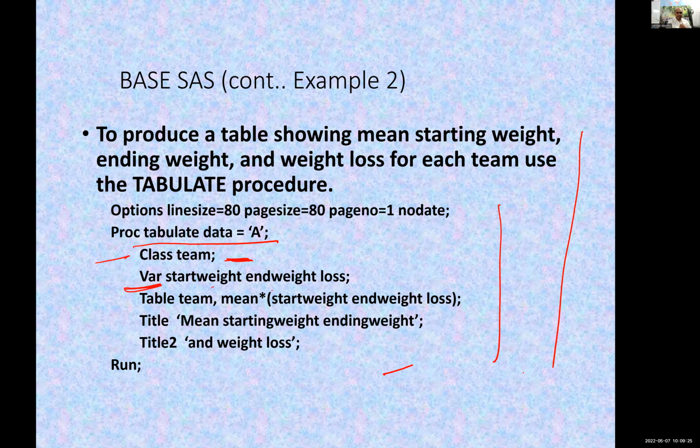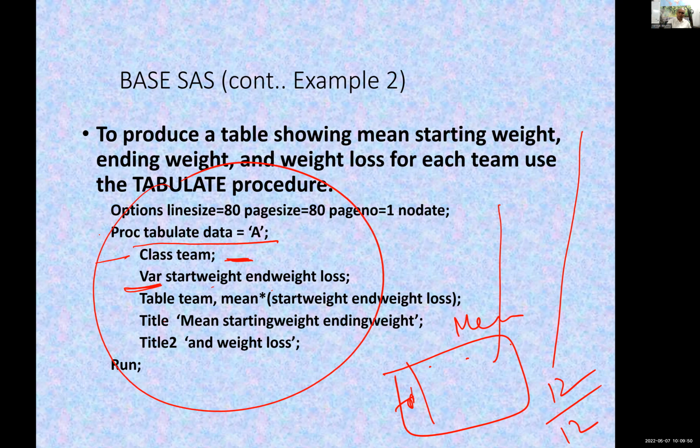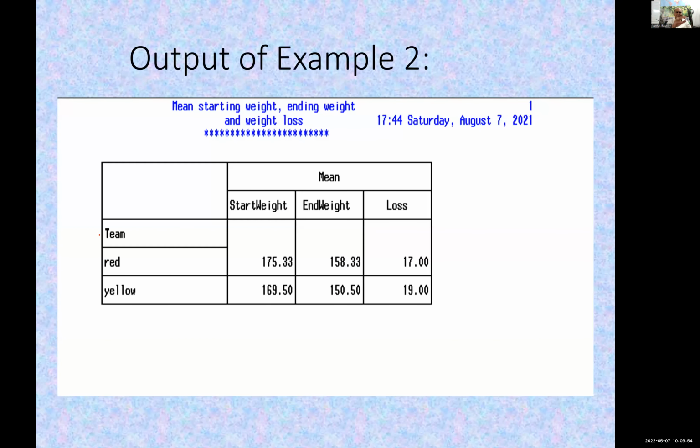Table: I want to see my table like this. Team is this side here. This is the mean of start weight, end weight, loss. And the title, whatever the title is, you can put it. Say title 2, title 3, etc. You can put up to 12 titles in version 9. Similarly, footnotes also, you can put 12 footnotes. That's not a problem. So when you type this program, you get output like this.